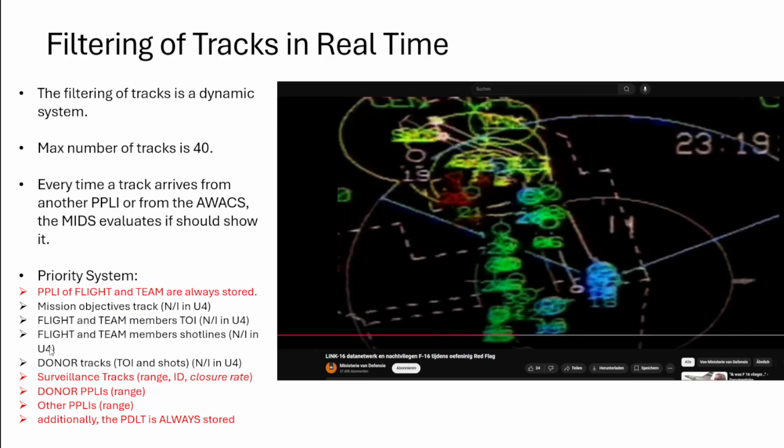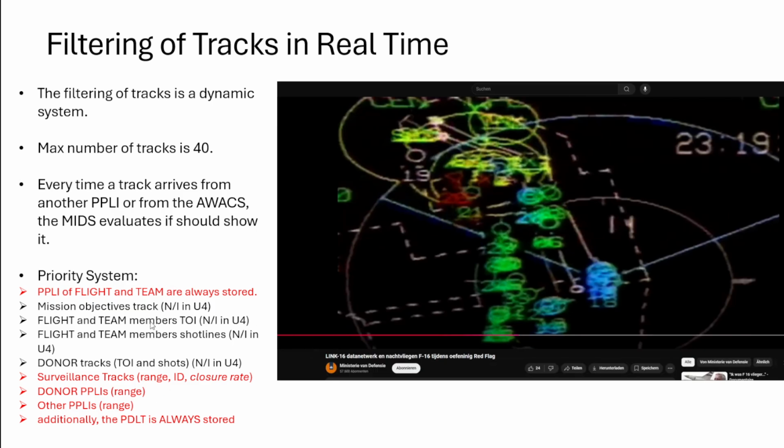17. Then I have the flight and team members' short lines. Okay, every guy that has short lines, they are also there. They also occupy one slot. So I have here short lines. So it's going to be here 25. Then I have the donors, which are 8 in advanced tapes, toys and shots and so on. And only then I'm going to have surveillance tracks, the other PPLIs, and so on. PPLI is always stored, depends what it is. It's going to be always shown.